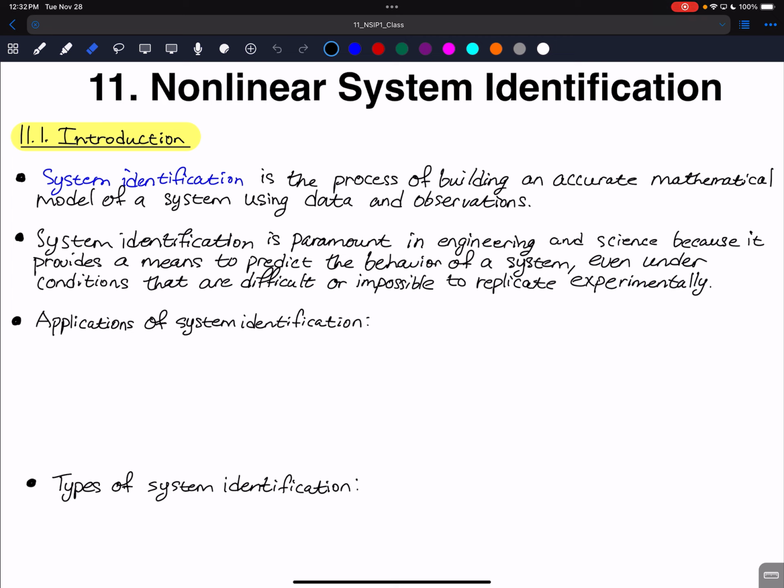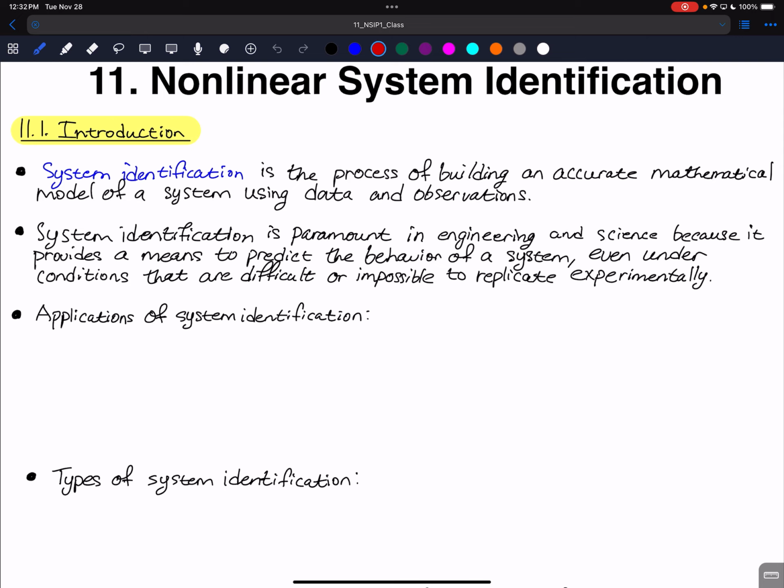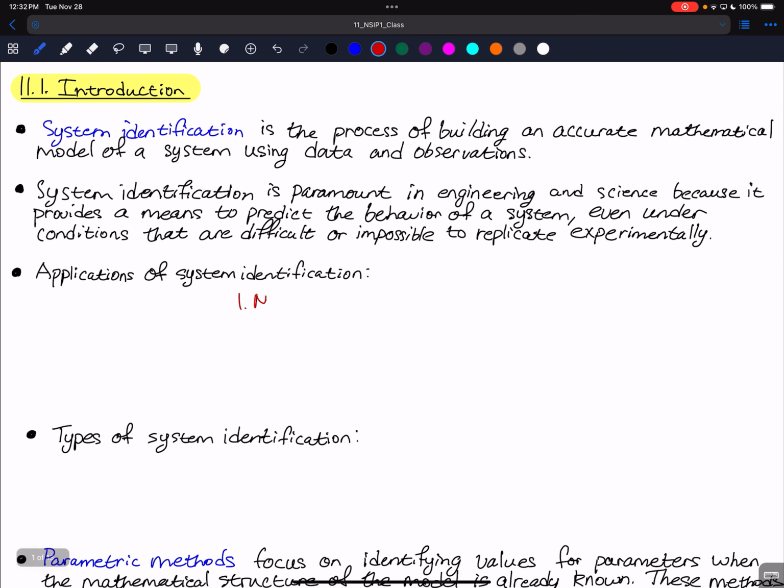So system ID is really important in engineering and science simply because by identifying a mathematical model for a system, we can then simulate its behavior, both for the data that we have captured through measurements and observations, as well as for cases that we may not be able to simulate or are impossible to replicate experimentally. And so some applications of system identification include, first, model updating.